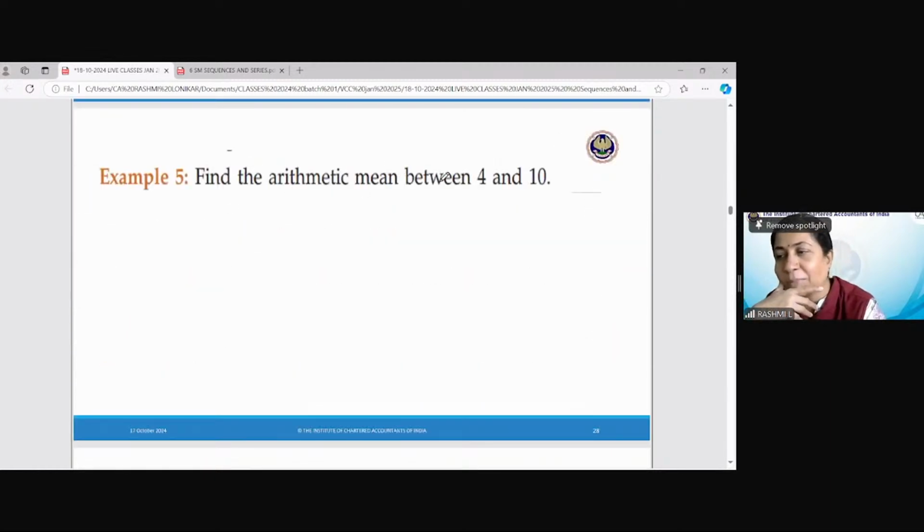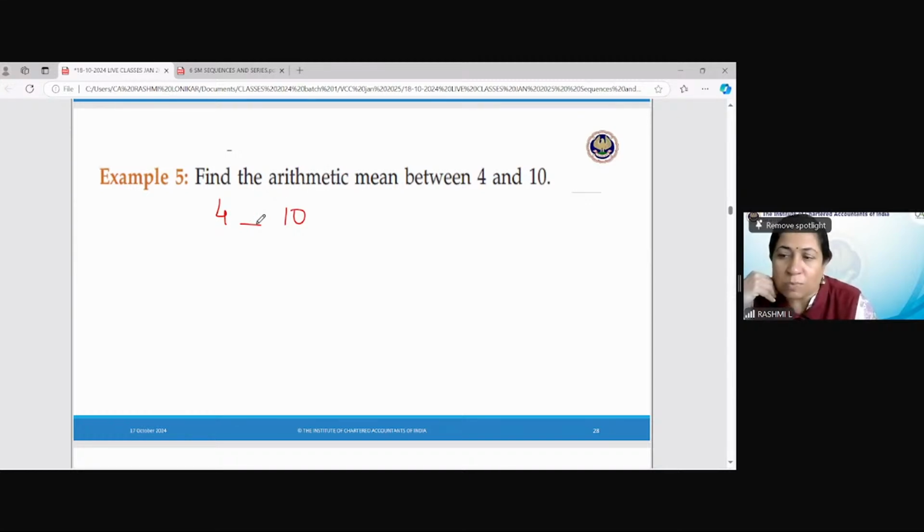Find the arithmetic mean between 4 and 10. Okay, so what you have is 4, 10. So when I have three numbers, three numbers in series, what will happen? This will also be what? It will be in arithmetic progression.